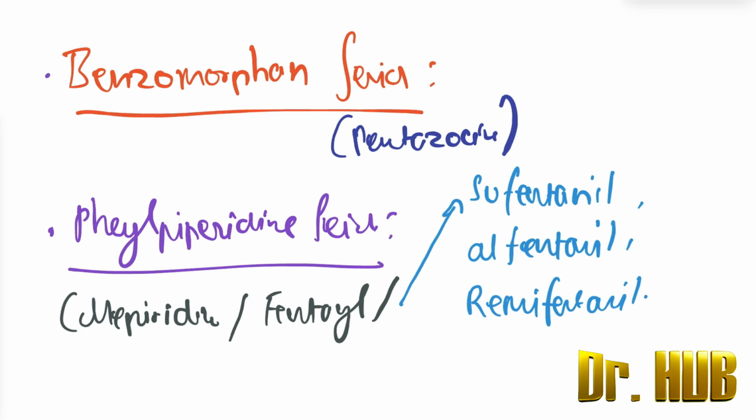So this was all about the classification of opioids. Just to recap, we saw the naturally occurring, the semi-synthetic as well as the synthetic varieties.